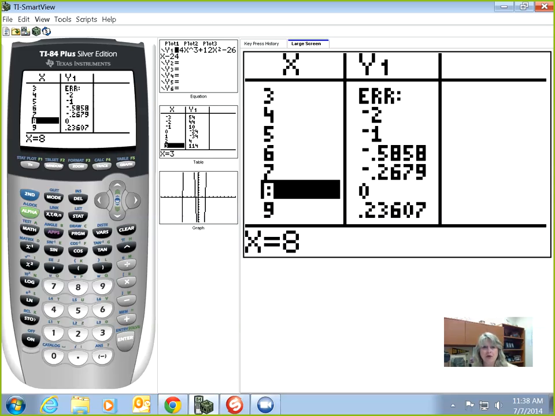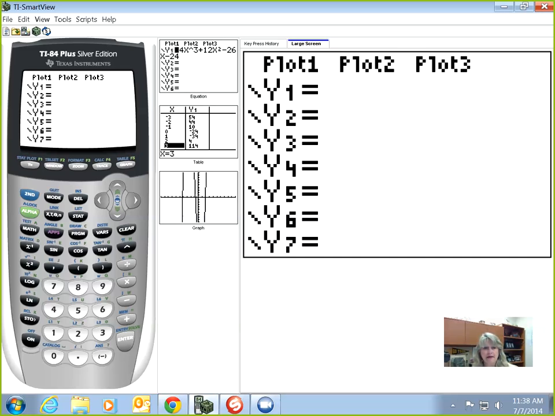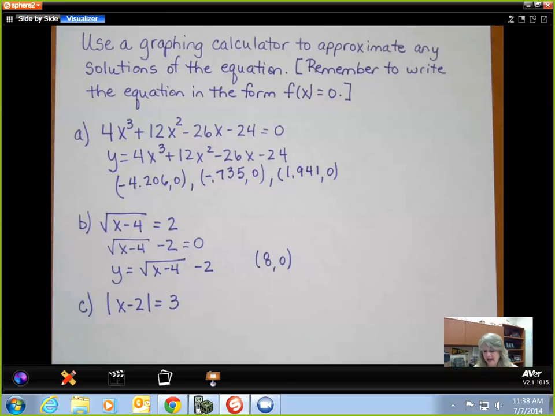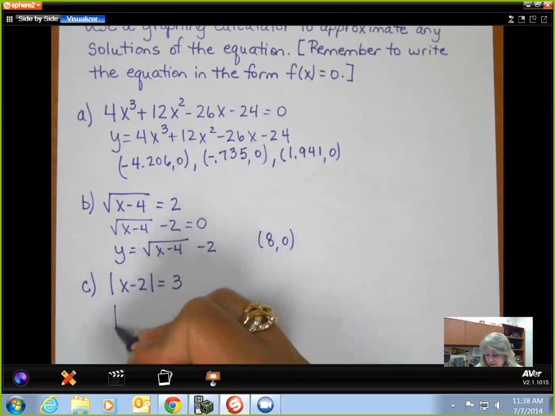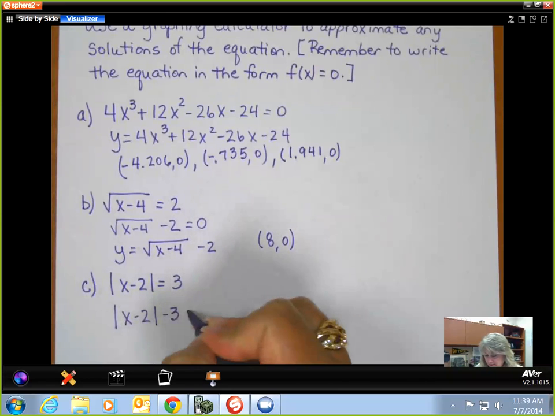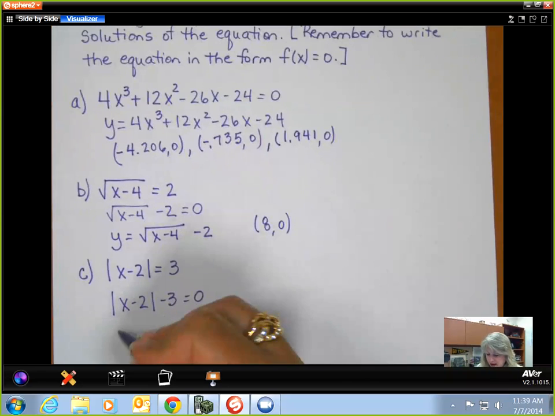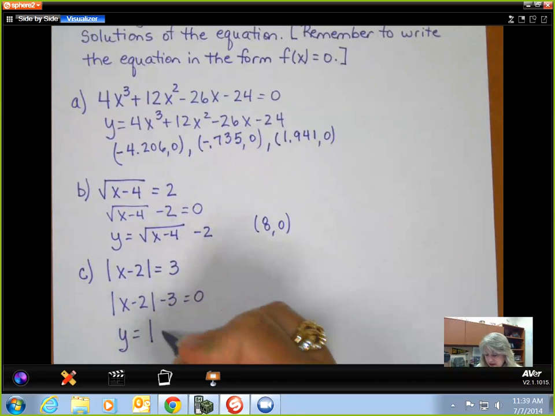All right, we've got one more problem that I wanted to show you. We're going to clear that out. And we're going to go back and we're going to do the absolute value of x minus 2 equals 3. Okay, absolute value of x minus 2 equals 3. First of all, we've got to pull that 3 to the other side. So in our calculator, we're going to write y equals the absolute value of x minus 2 minus 3.